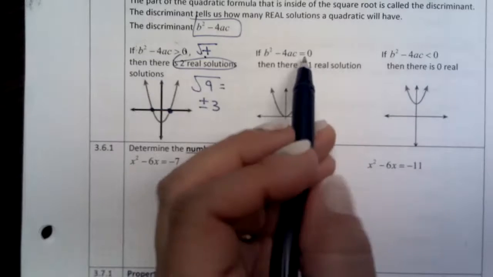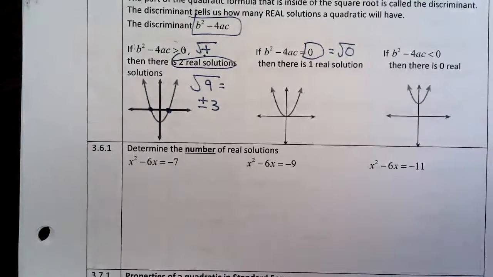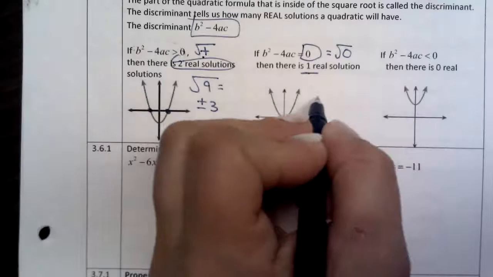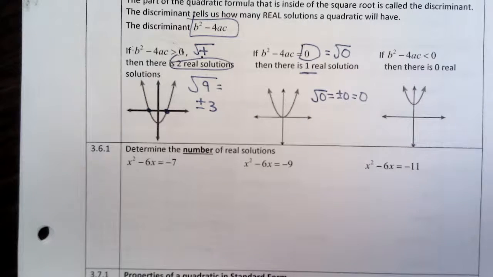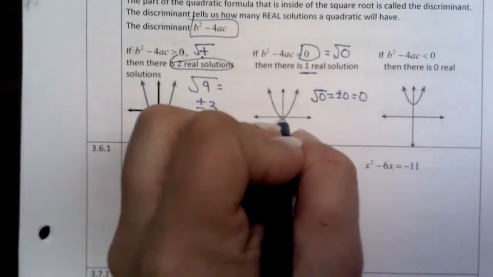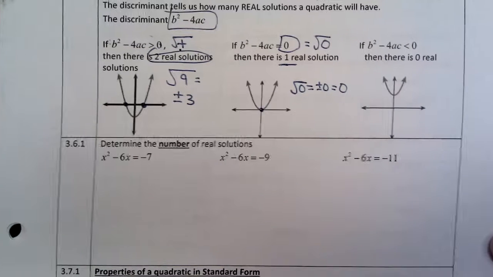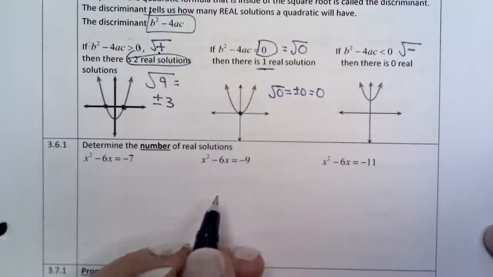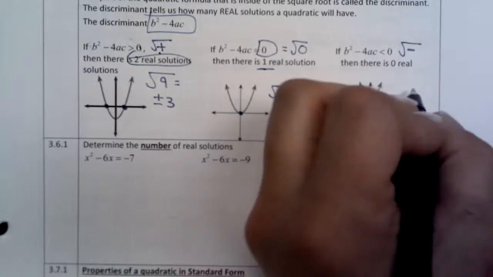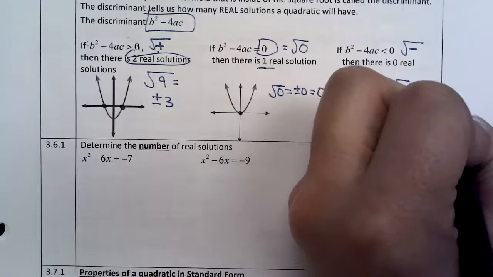So if b squared minus 4ac equals 0, then you're really taking the square root of 0 when you're doing the quadratic equation, and there's only one real solution, because the square root of 0 is plus or minus 0, which is just 0. There is no plus or minus 0, which means you're only going to touch the x-axis at one spot. So there's one real solution. And then our last one is if it is less than 0, so if you're taking the square root of a negative number, then that's not possible, right? At least not right now.